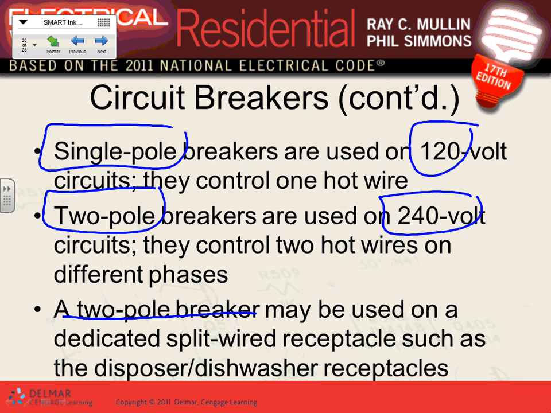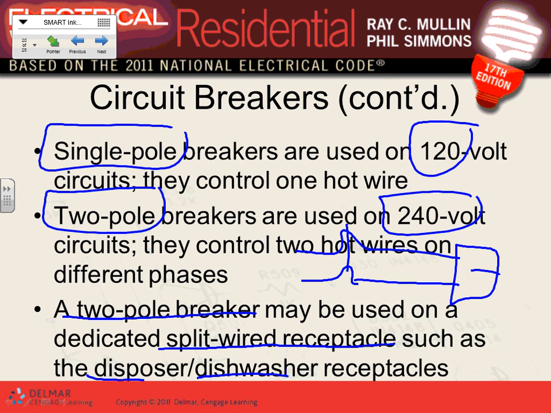A good example is a split wire receptacle for the garbage disposal and dishwasher. Remember how you see that split? Both of them will land on a 20 amp circuit, right? With a neutral coming in here. That's a good application for a two-pole circuit breaker. A two-pole circuit breaker is designed to be two-pole. It's not two single-poles tied together. Cool? Can I have thumbs up, chat, that we have single-pole, two-pole, and three-pole?